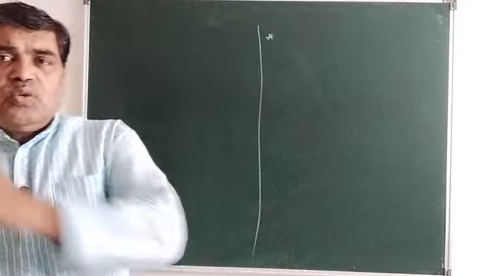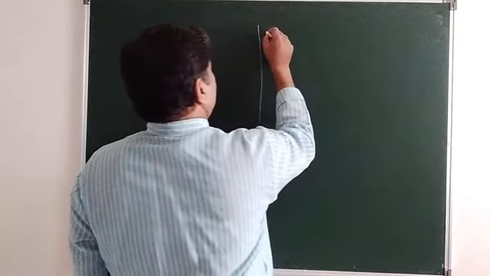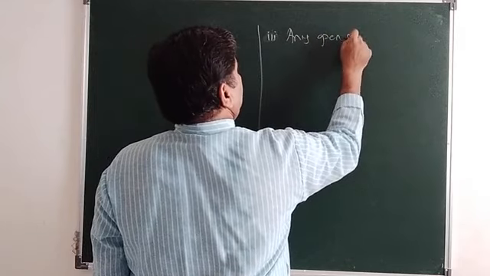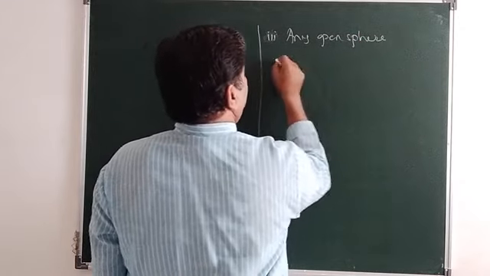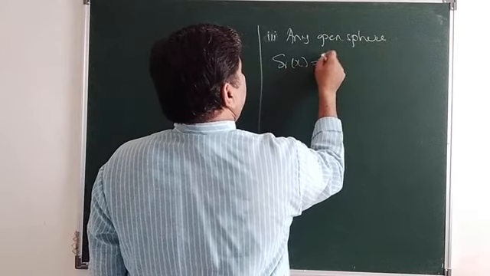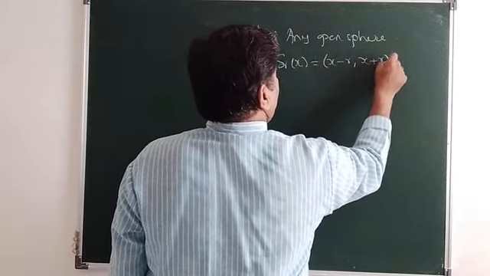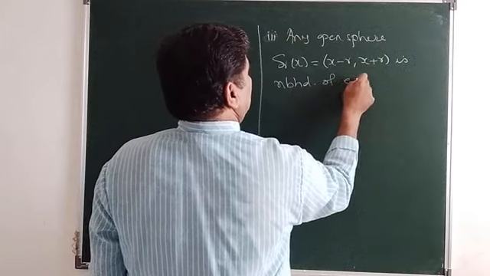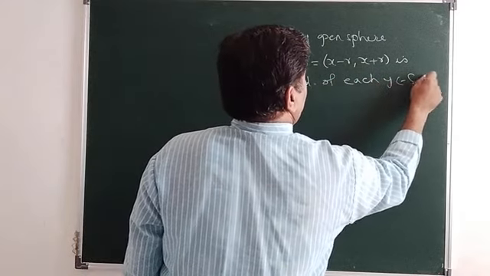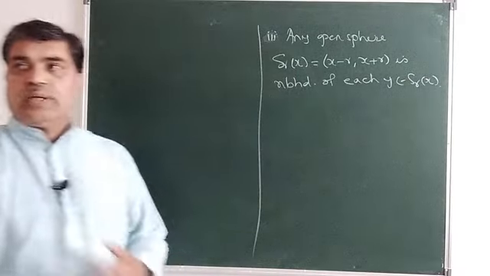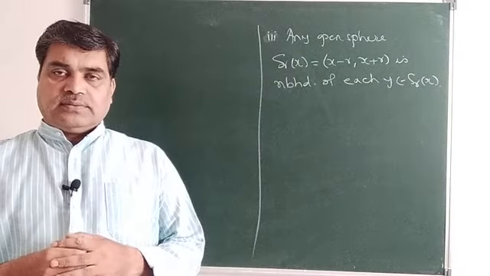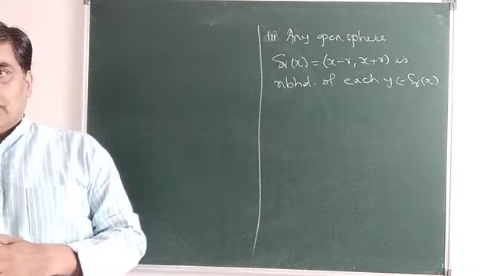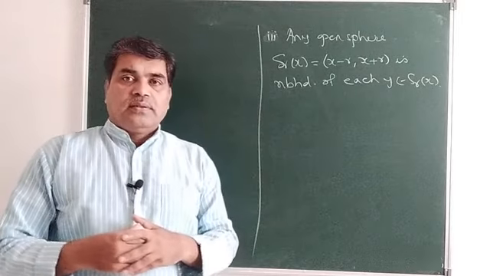Now if I take any open sphere, S_r(x) equal to x minus r to x plus r, it is the neighborhood of each y belonging to S_r(x). On the same line again, because it becomes an open interval in R. Is it clear?